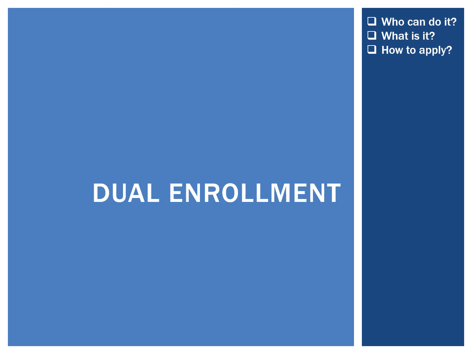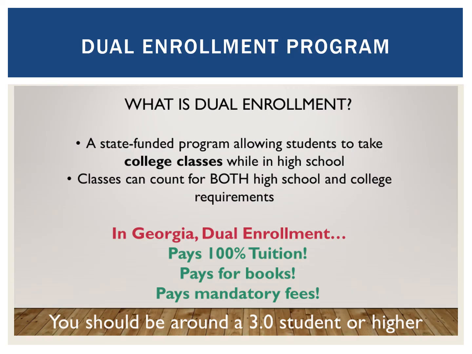So from here, we're going to talk a little bit about the dual enrollment program: who can do it, what it is, and how to apply. The dual enrollment program has been around for many years. It is a state-funded program that allows students to take college classes while they're still enrolled in high school. The classes they take at the college count for both high school and college requirements. So you're dual enrolled, killing two birds with one stone.